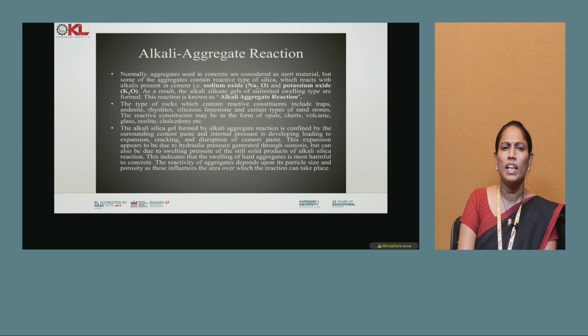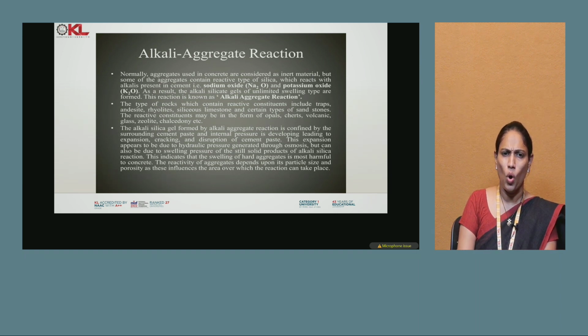So if you see the alkali aggregate reaction, aggregates used in concrete are considered as inert materials, but some aggregates contain reactive silica which reacts with the alkalis present in cement, sodium oxide and potassium oxide. As a result, alkali silicate gels of unlimited swelling type are formed. This reaction is called the alkali aggregate reaction.